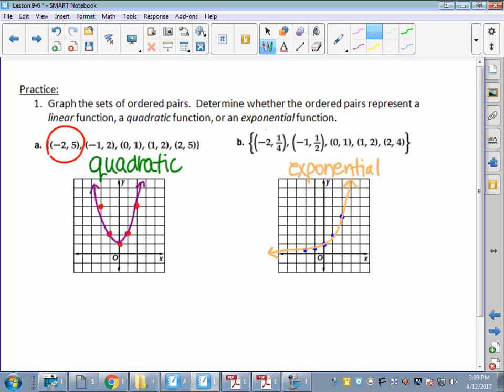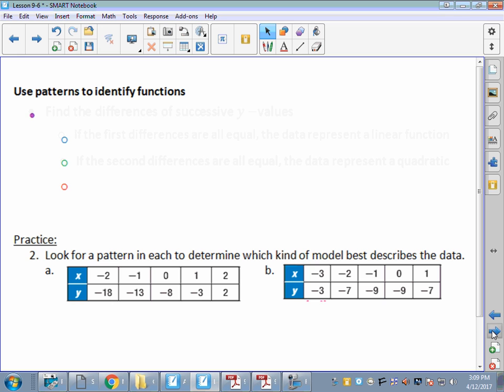Sometimes, however, I'm not going to give you nice, easy sets of ordered pairs. I'm going to have data like these two practice XY tables at the bottom, and we're going to look at the patterns. So if we're going to use patterns to identify functions, we're going to find the differences in our y's. The x's are pretty much always going to go up by one every time. So I've got to look at the pattern of the y's.